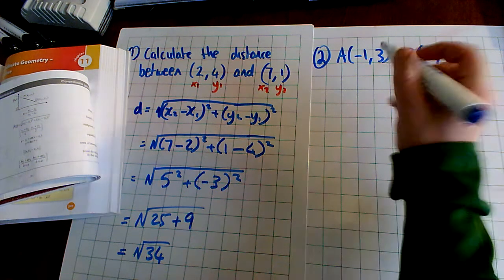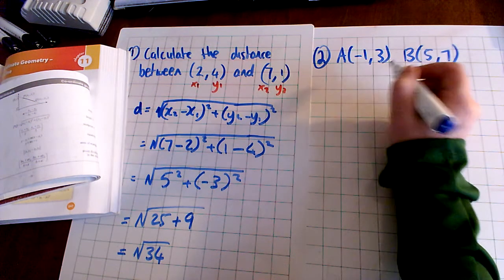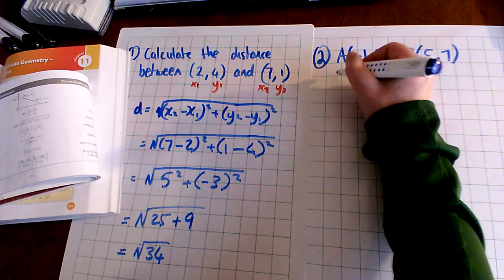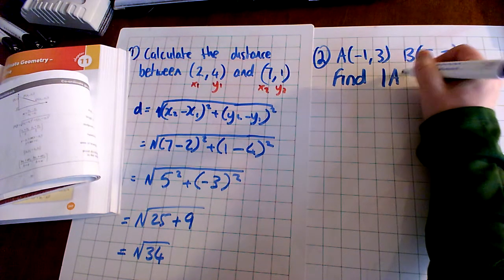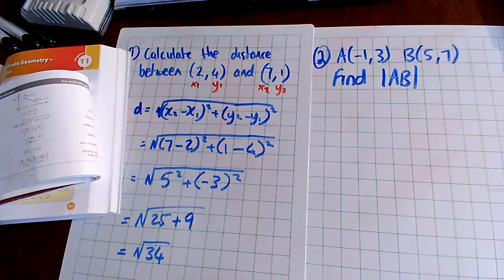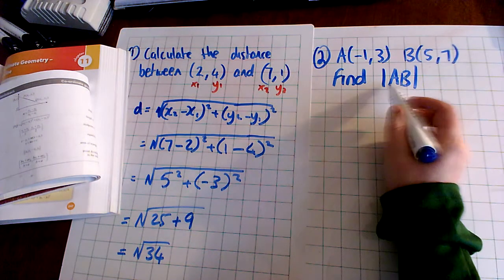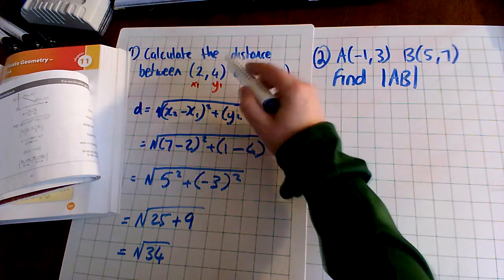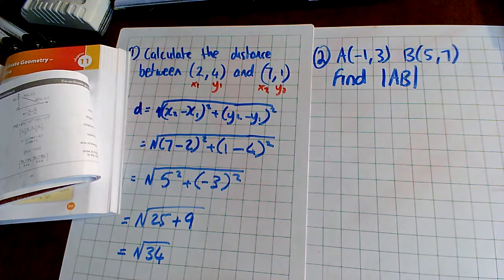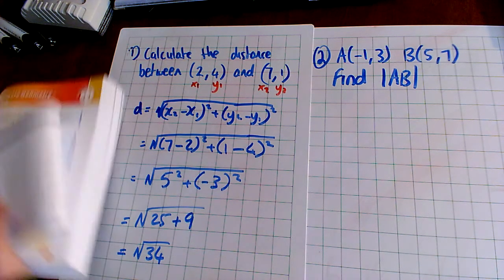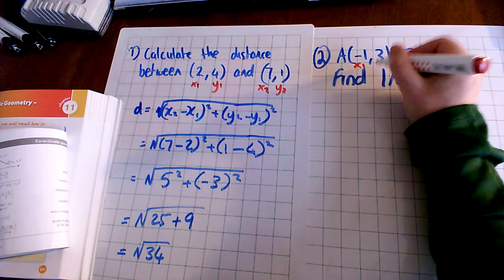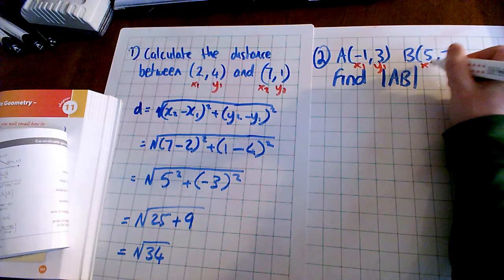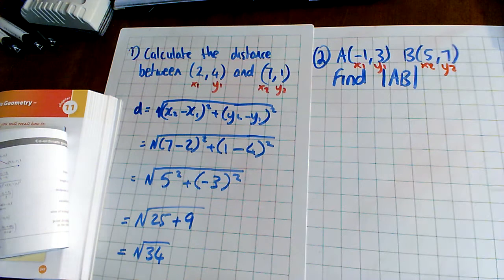Do the same thing over here. This time it gives you A and B, and it might say something like: find AB with those 2 parallel lines. That means find the length of the line AB. These 2 are the same questions with just different numbers. So again, before we start, I'm going to get my red pen and I'm going to label this one x1 and this one y1 and this one x2 and this one y2.